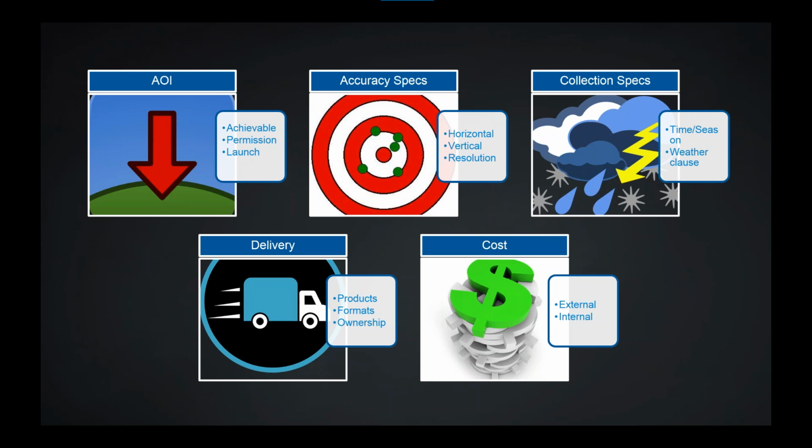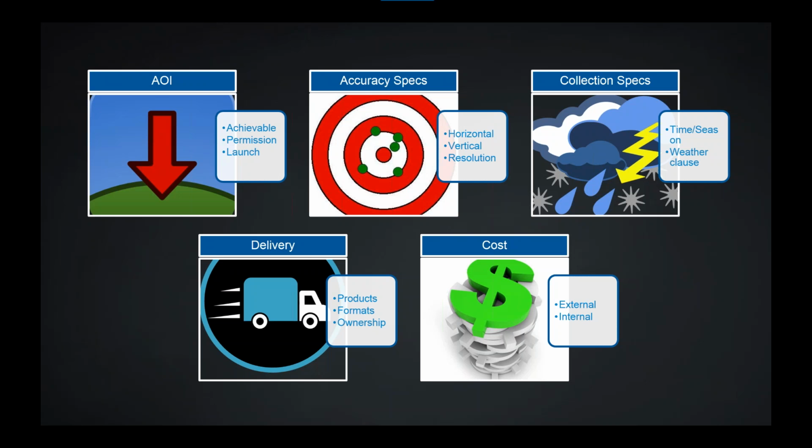When you get to the delivery phase, you want to think about what products you want. Typically you'll see things like orthophotos, you'll see photogrammetric point clouds, which I'll show you here, you'll see raster surface models, and you may want derivative things. You may want someone to filter your point cloud to try to remove the buildings and trees. You may want contours. Think about all of those.